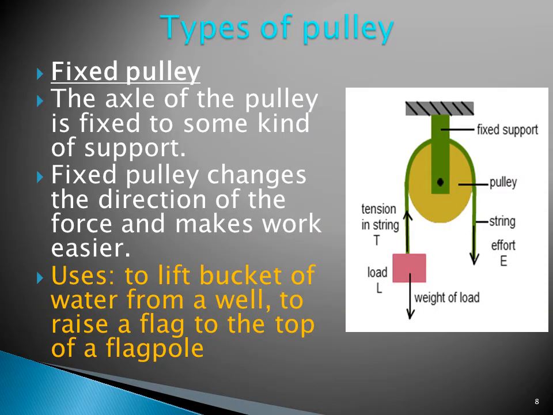Fixed pulley. A fixed pulley has a fixed axle and it is firmly attached to one spot. In a pulley, an effort is applied in one direction and a load moves in another direction. It is used to lift a bucket of water from a well and to hoist a flag on a flagpole. A pulley system is necessary. A rope is attached to the pulley to raise and lower the flag more easily.